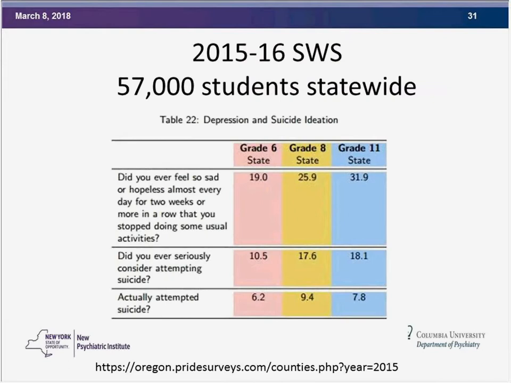And as far as what Oregonian students have been saying, in the last survey that was done, you saw that about 6% of your 6th graders said they attempted suicide, 9% of your 8th graders attempted suicide, and about 8% of your 11th graders attempted suicide in the past year. So again, if you take a large high school of like 1,000 kids, each year in that high school, about 90 of them will make a suicide attempt.